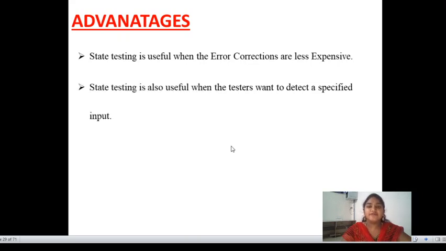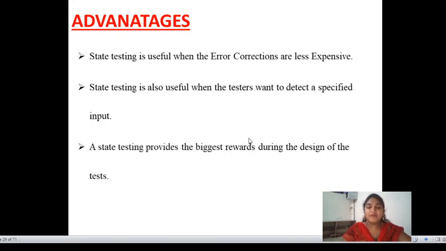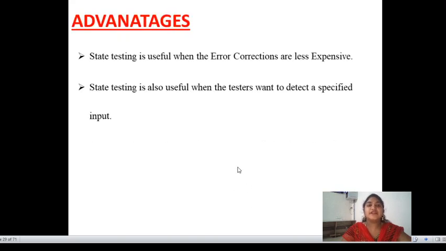It is also useful when the testers want to detect a specified input. Whatever input we have to give, state testers should find it useful, and in such cases we go for state testing. Another advantage of state testing is that it provides the biggest rewards during the design of the test. Whenever the test cases are designed, it gives more rewards. These are the advantages.